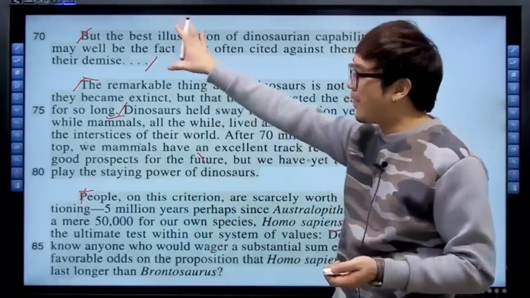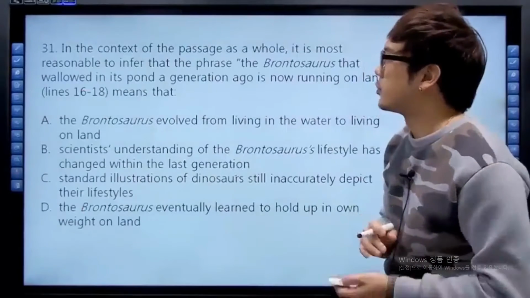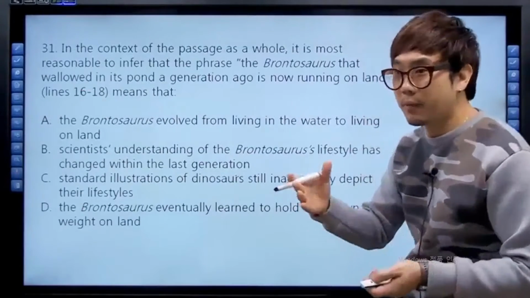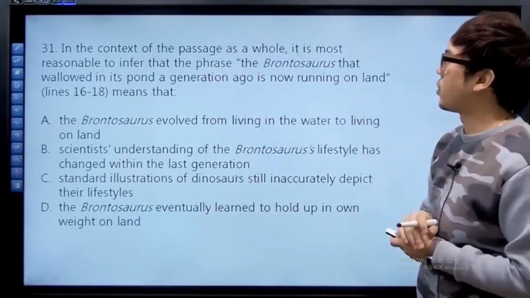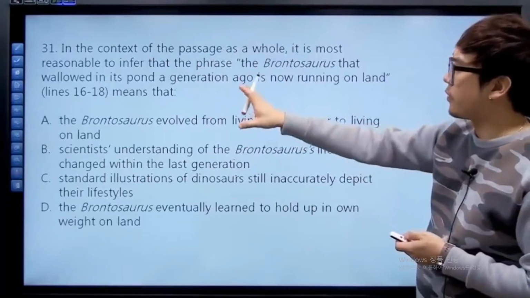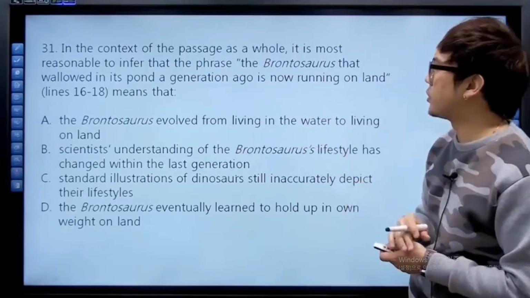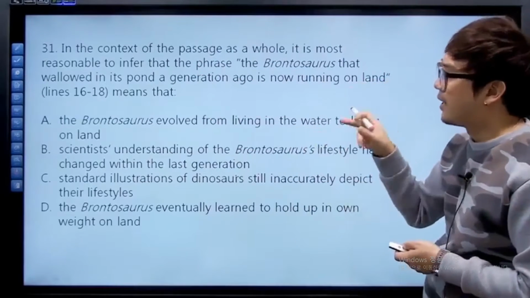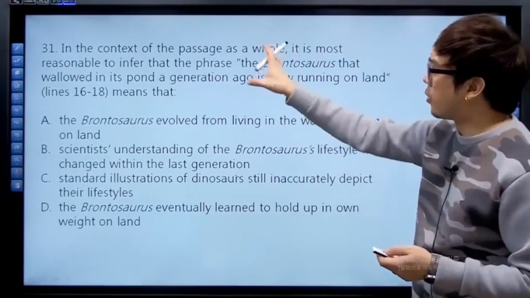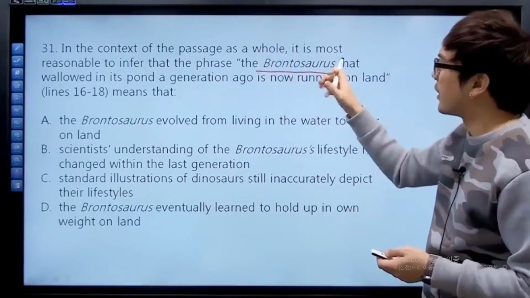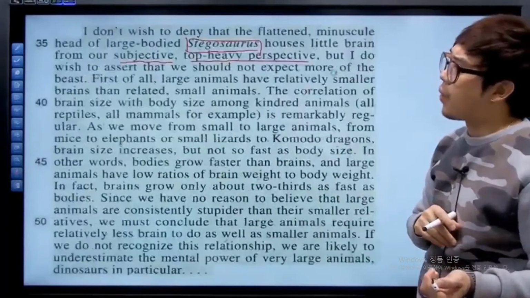Okay, so you now know what each paragraph is discussing, so let's see if we can solve the questions easily. All right, so I'm hoping that you can see the questions better. It says, in the context of the passage as a whole, it is most reasonable to infer that the phrase the Brontosaurus that wallowed in its pond a generation ago is now running on land in lines 16 and 18 means what, right? So that's what you want to know. So Brontosaurus, that's the keyword, of course, and it gives you the line, so let's go back to the line and try to figure out what that means.